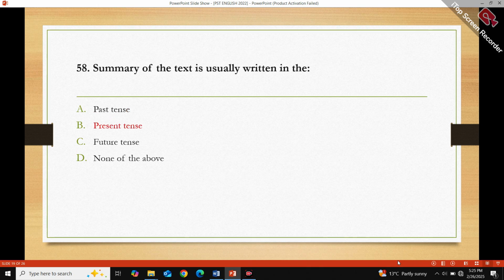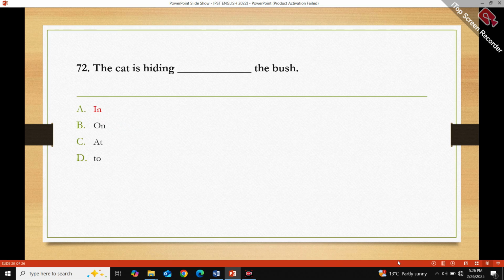So here the summary of the text is usually written in... Option A is past tense, it's not the correct one. Option B is the correct one, present tense. Because summaries are generally written in the present tense, because you are describing the content of the original text as it exists. So that's why, even if it was written in the past tense, when we present a summary, we present the information as the original text exists. That's why here option B is the correct one: "The cat is hiding in the bush."